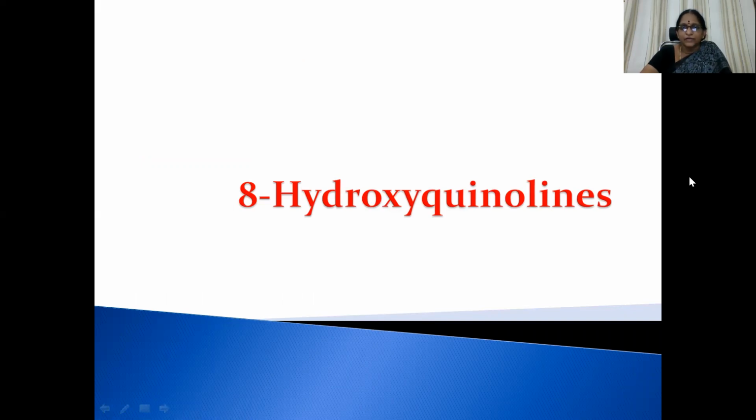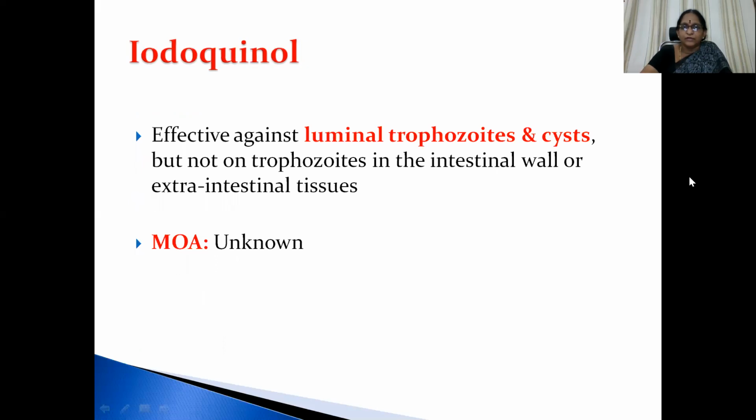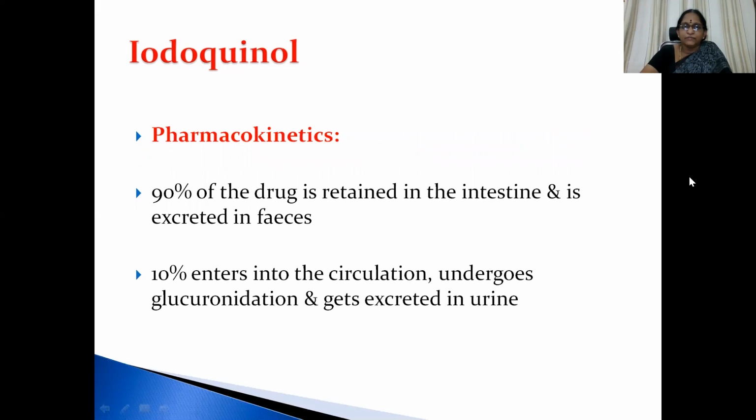Then 8-hydroxyquinolines. So we have iodoquinol here. It is effective against luminal trophozoites and cysts as well, but not on trophozoites in the intestinal wall or extraintestinal tissues. That's why we call it a luminal amebicide, not acting on intestinal amebiasis or extraintestinal amebiasis. Mechanism of action is not clear yet. And 90% of the drug is retained in the intestine and is excreted in feces. Only 10% enters into the circulation, undergoes glucuronidation like the other molecule, and gets excreted in urine. Same features.